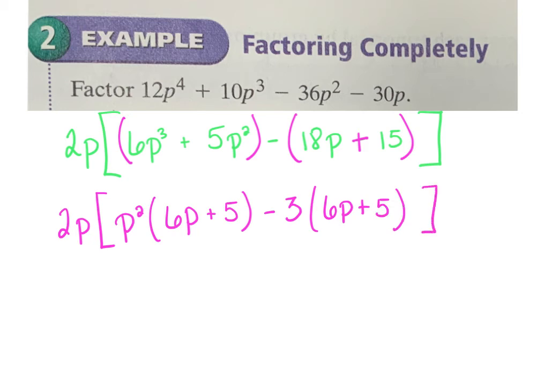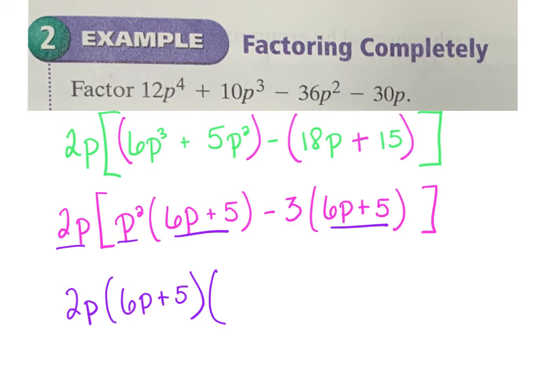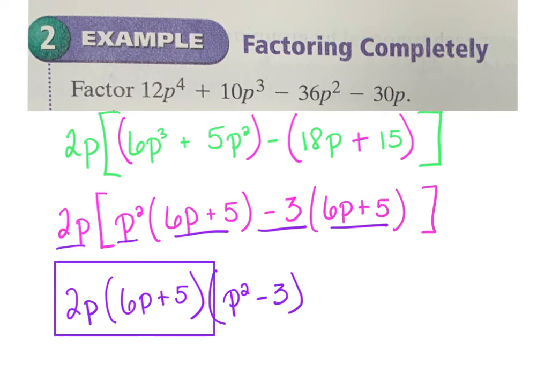And I'm going to keep going. I'm going to still leave this out here. But now I see that I have this in common. So I'm going to put that group. And then I'm going to look for what is left over for my second one. That's p squared minus 3. You'll notice I'm using the sign in front of it. And that would be my final answer here. 2p, 6p plus 5, p squared minus 3. If I were to FOIL those binomials and then distribute the 2p, I would get my original equation up there. All right? So go ahead and try check understanding number 2, top of page 497.